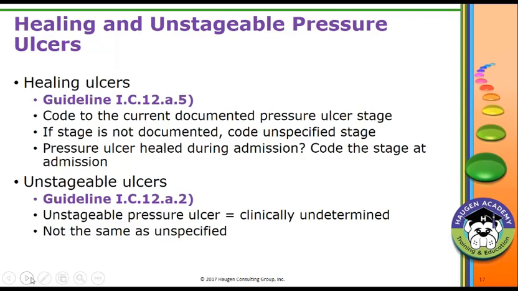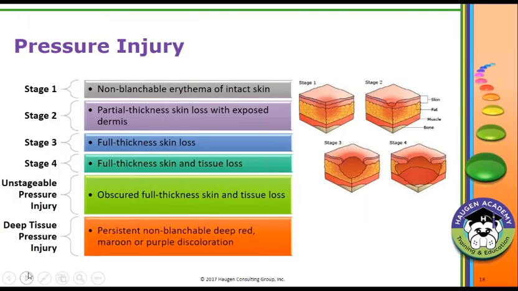Unstageable ulcers also have a coding guideline, but a note about unstageable pressure ulcers: that doesn't mean that you don't know what stage it is. It means that it is clinically undetermined. The physician can't tell what the stage is at that moment in time. It is not the same thing as unspecified. So we're really looking for documentation from the physician or a non-physician provider involved in that patient's care that says, you know what, we really can't stage this ulcer, before you use an unstageable code.